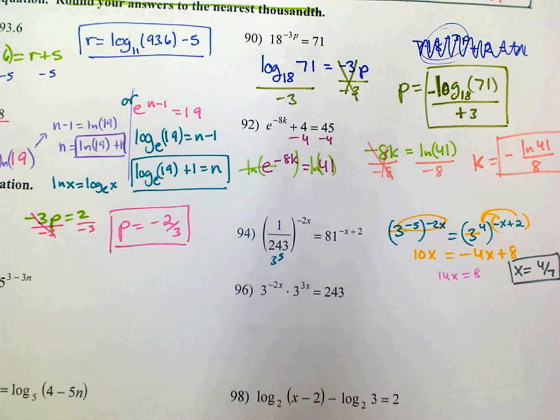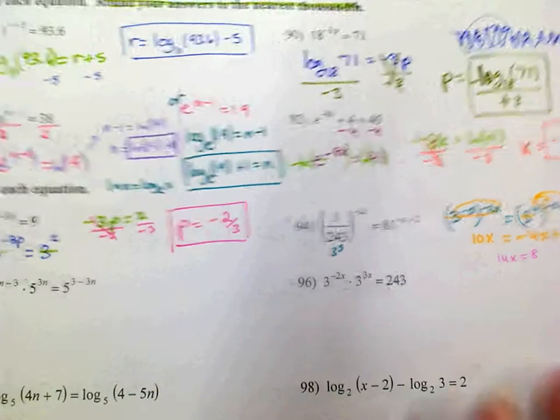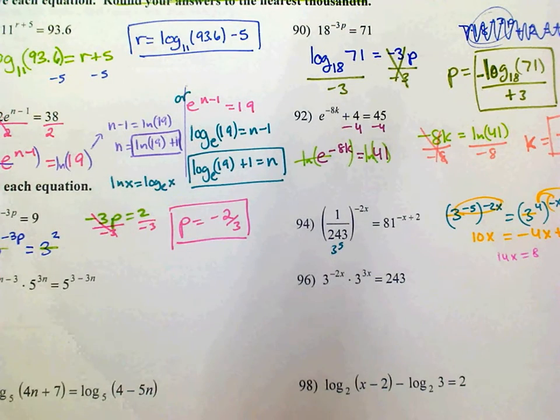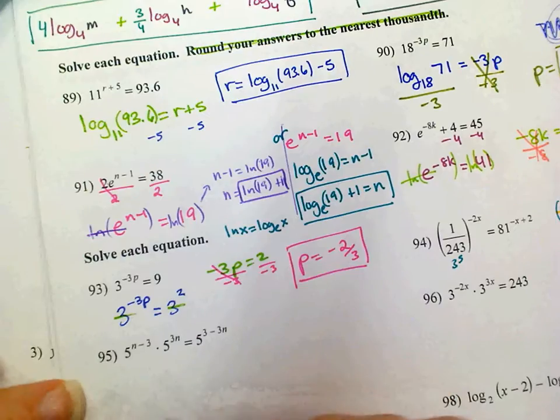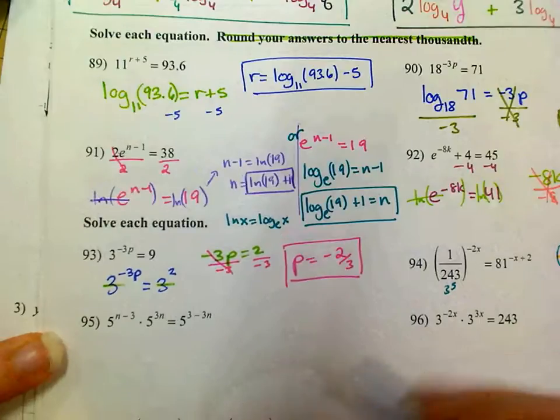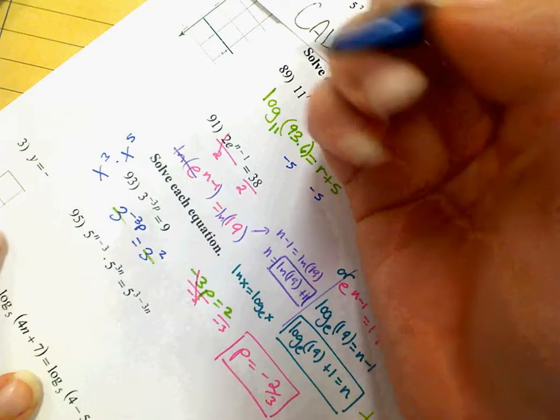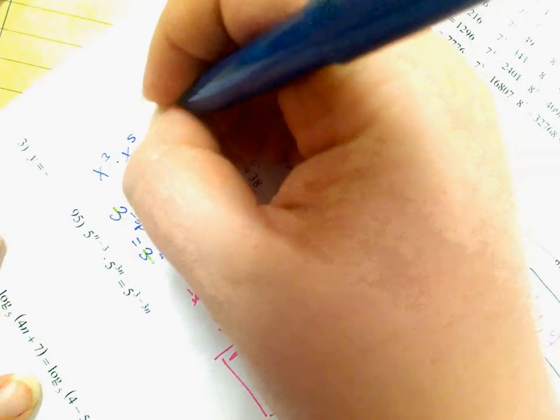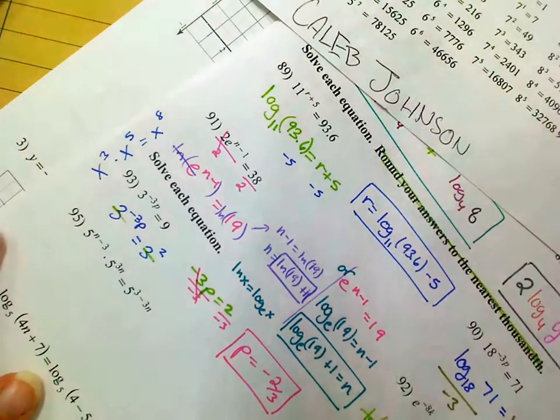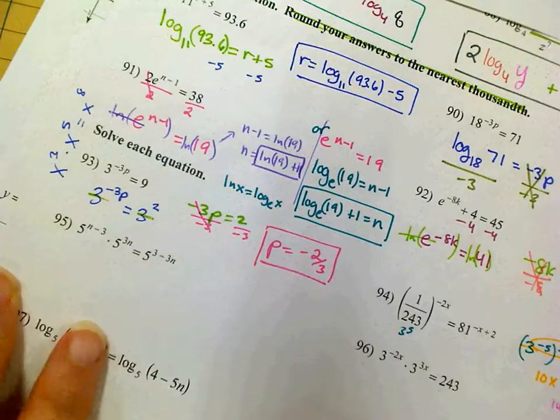Alright, number 95. When you have two of these multiplied by each other, 5 to the n minus 3 times 5 to the 3n, think of it in terms of just x's. If I had x cubed times x to the 5th, you would not say 3 times 5. You would say that's x to the 8th, because it's 3 x's times another 5 x's, that's 8 x's altogether.